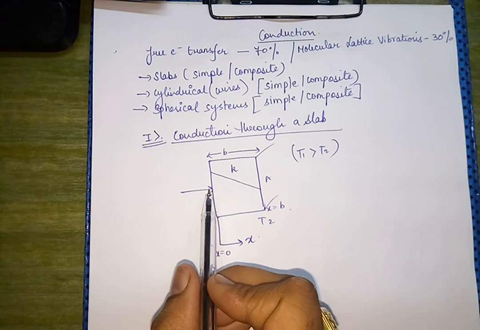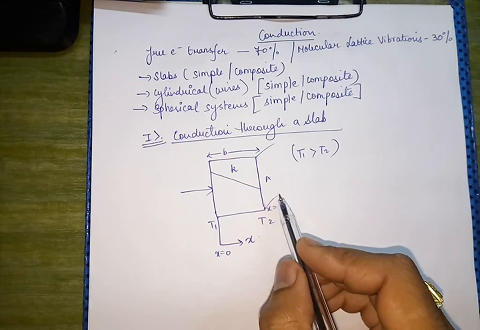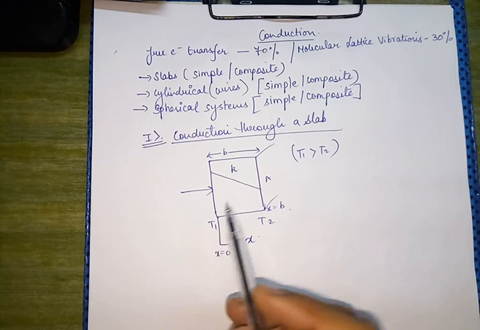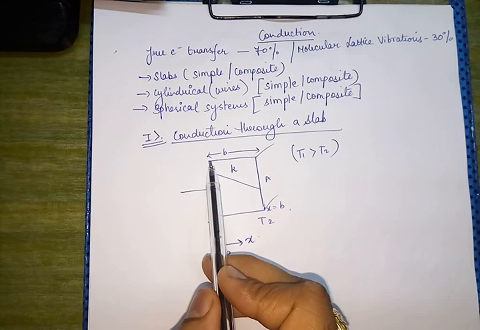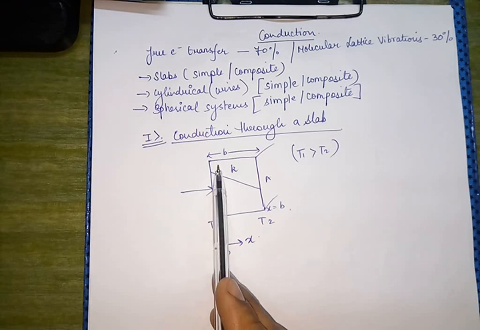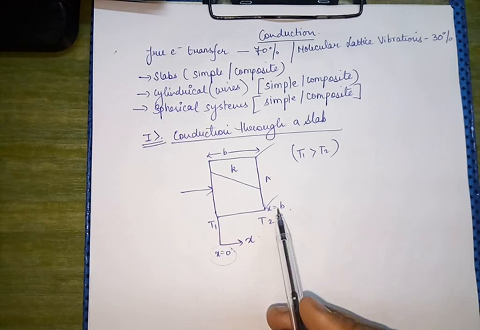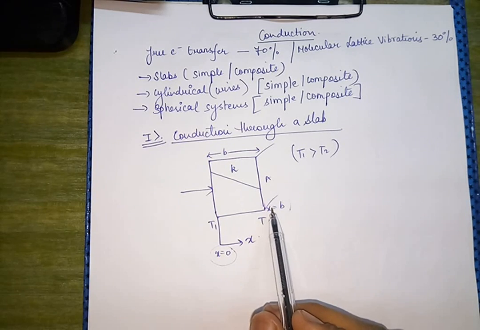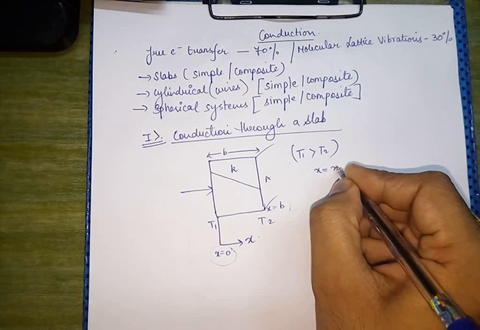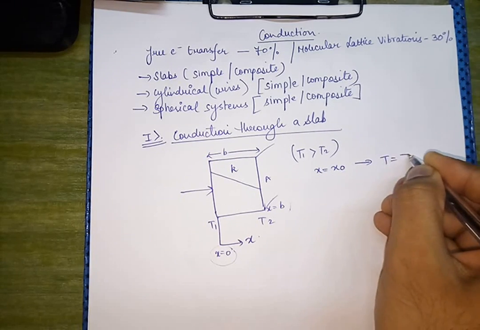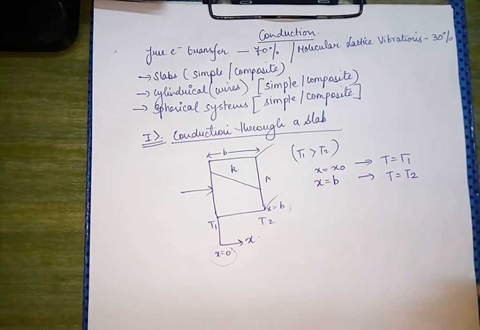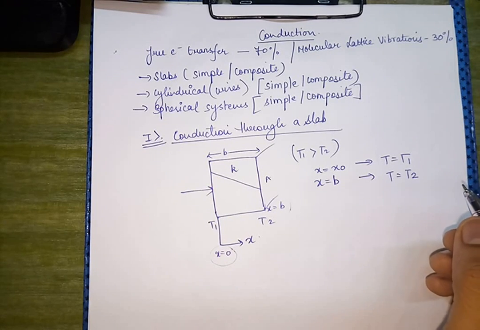That is in the direction of negative temperature differential, that is dT by dx should be negative. So for example, if the thickness of this slab is b, then the coordinate for this face will be x equals 0, and the coordinate for this face would be x equals b. Now the boundary conditions: at x equals 0, T equals T1, and at x equals b, T equals T2. These are the general boundary conditions that we are applying here.